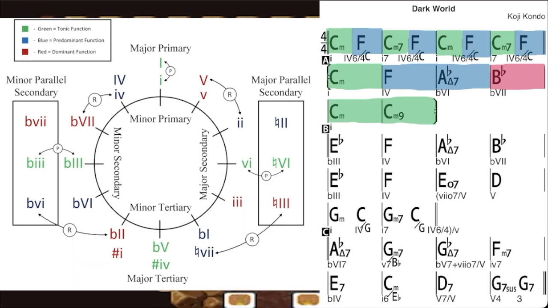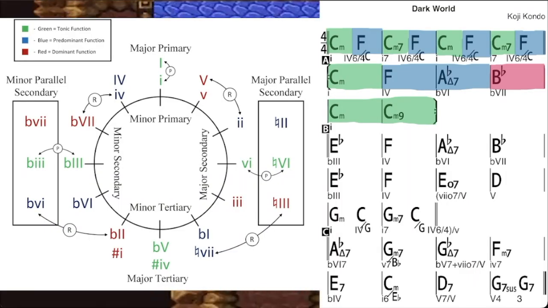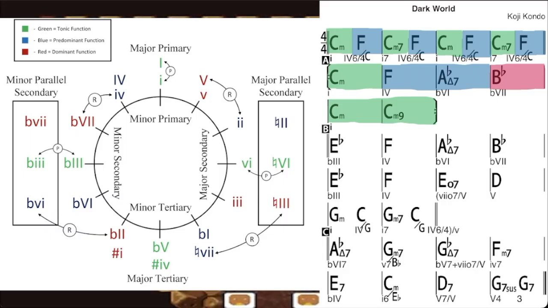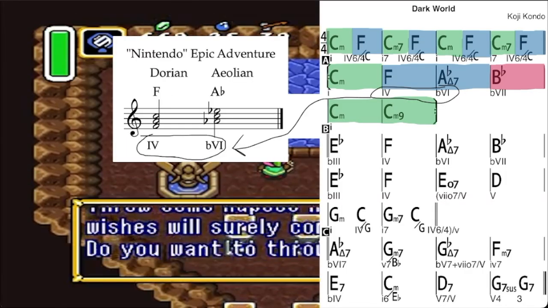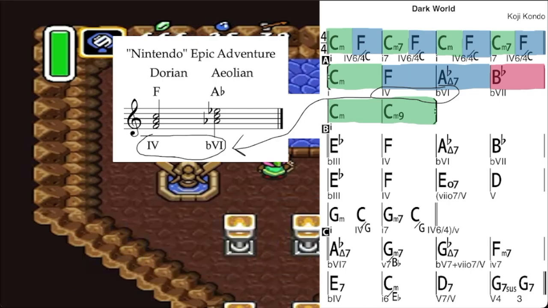So moving on, we have the A section. There's a lot to talk about in the A section. We have a tonic function chord, moving to two predominants, and then our dominant to the tonic. Rather simple, and we get this Nintendo epic adventure progression.